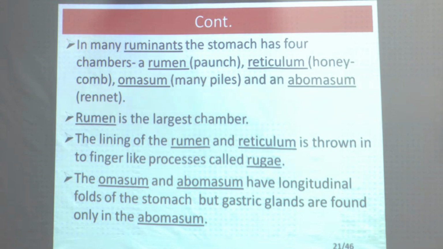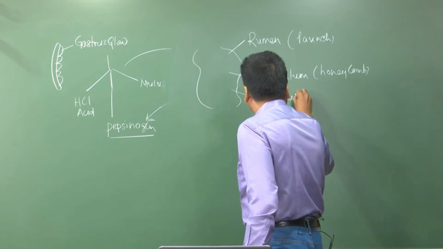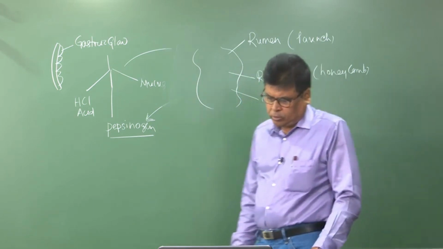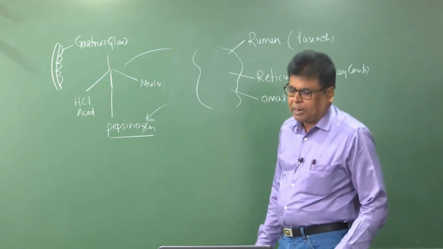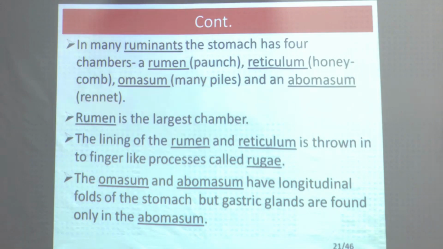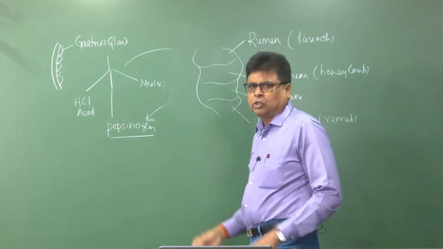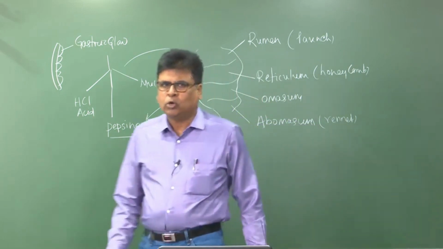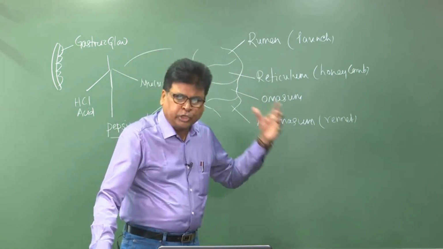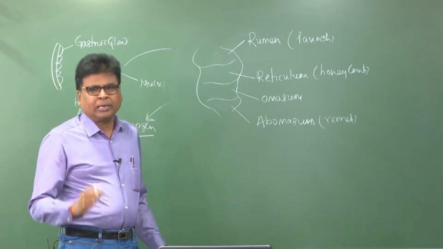And the third part is known as omasum. You have to remember this one, omasum, because these are 1 mark short questions. That is omasum, and the last part is known as abomasum. This is also called rennet, R-E-N-N-E-T, rennet. So, 4 parts are there. This is one part, this is another part, this is another part, and this is another part. This is not an exact diagram, I shall show you a detailed diagram. I just want to acquaint you with the names of the different parts of the stomach in ruminants.